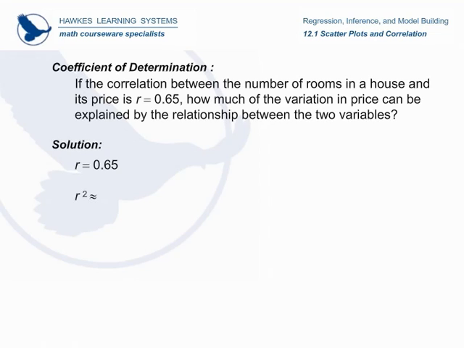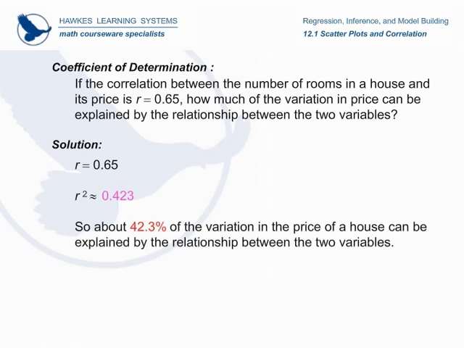we take our correlation coefficient of 0.65 and square that, and that gives us 0.423. So we can say that about 42.3% of the variation in the price of the house can be explained by the relationship between the two variables. And those two variables are the number of rooms in the house and the price.